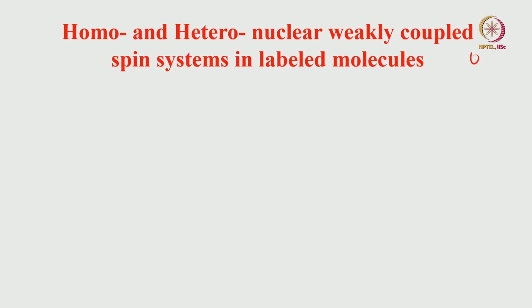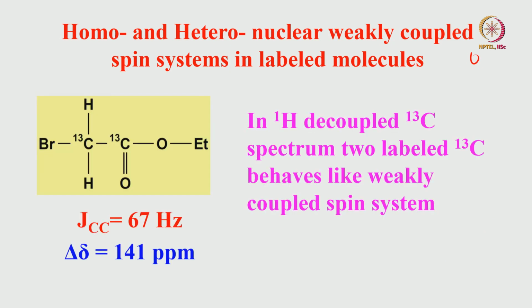What happens in a labeled molecule? For example, I consider a molecule like this. Two carbons are labeled. Labeled means enriched. Natural abundance is 1.1%, but after labeling it is 100% abundance. When there is 100% abundance, there is a coupling between carbon and carbon. Proton I am decoupling. I will tell you what decoupling is later. I do not bring in the coupling of proton to carbon. I see only carbon-carbon coupling.